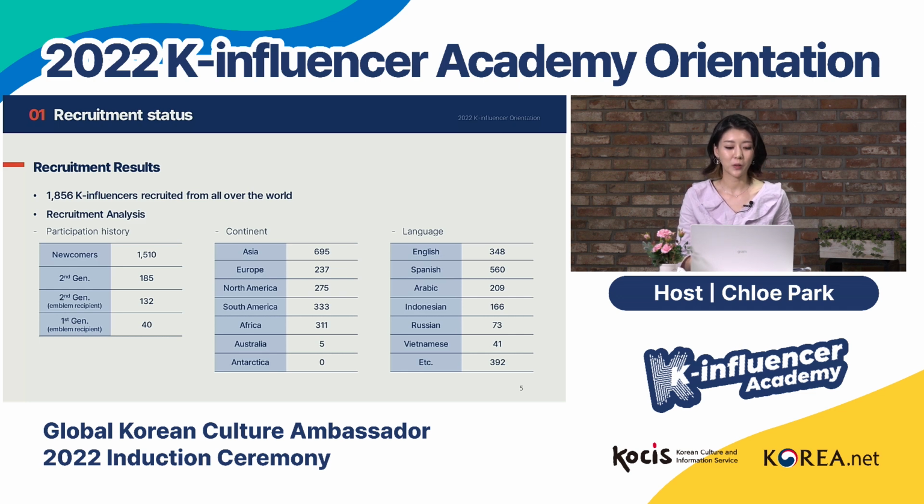The next page is about the recruitment status. As I told you before, it is about the result of our recruitment, and the total number of applicants for this year's K-Influencer is 1,856, and they are from all over the world, as you can see in the tables below. The applicants include 40 emblem members from the first batch, and also 185 members from the second batch, including 132 emblem recipients from the second batch.